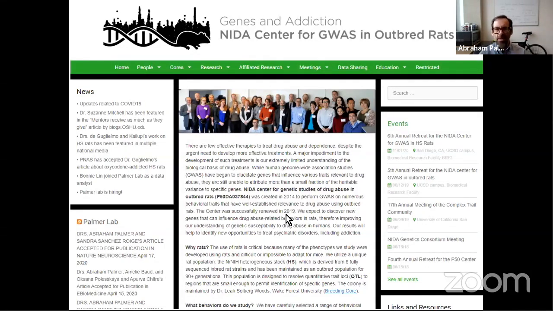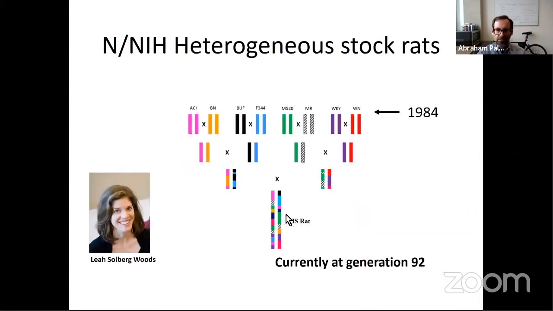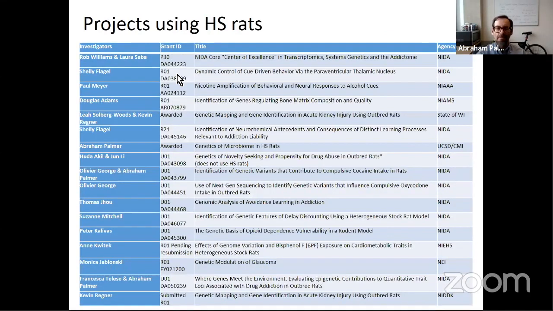But in fact, my lab has a center to do this sort of work. We're working in rats, not mice, because rats exhibit, in our opinion, more interesting behaviors than mice do. And we're working in a population like those CFW animals. It was actually created in 1984 by mixing 8 inbred rat strains, and they've now been maintained as an outbred population for 92 generations, maintained by Leos Holbert Woods, who's part of the center. And we have many, many affiliated projects. So both the center and then many affiliated projects, which are working in these animals.